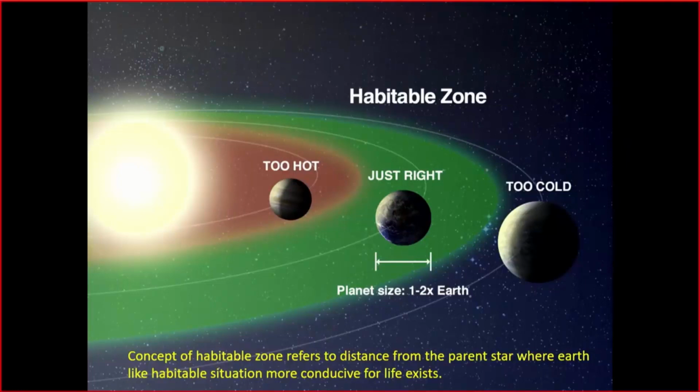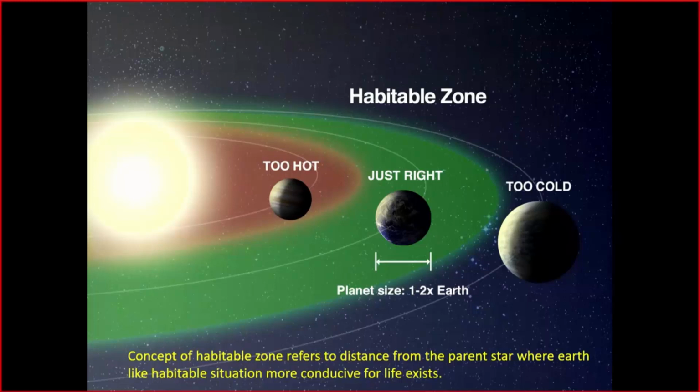So let's talk about how we can find life beyond the Earth. Life only exists in a certain habitable zone. How does one define a habitable zone? The concept of the habitable zone refers to the distance from the parent star where Earth-like conditions are more conducive for life to exist. If any planet is close to its star, it will be too hot. And obviously, if it is too hot, life possibilities are very rare.